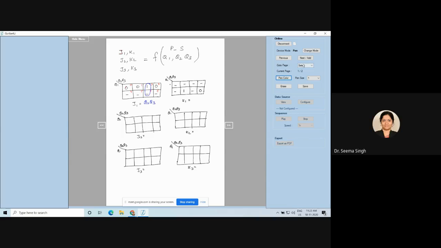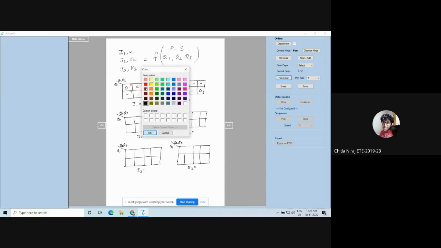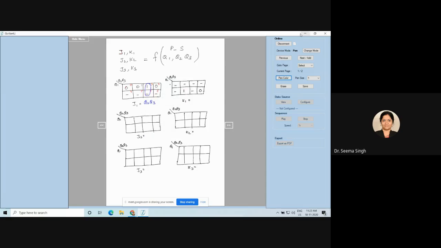What grouping have you done? Ma'am, 0, 1, 4, 5, a quadrant. Okay. As we know, grouping should be as big as possible so that our equation should be simple. Thank you very much. Very good. So K1 is Q2 bar. He is right. Now we got it. Now others can also give answers like this.